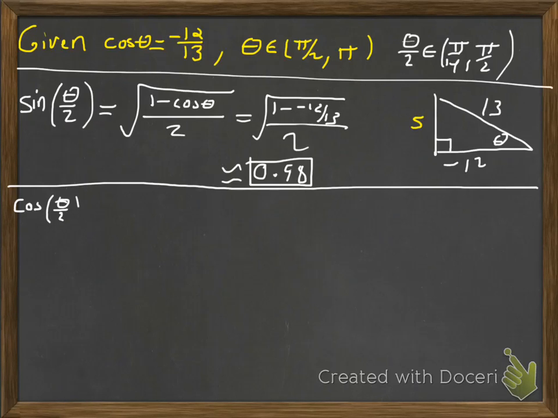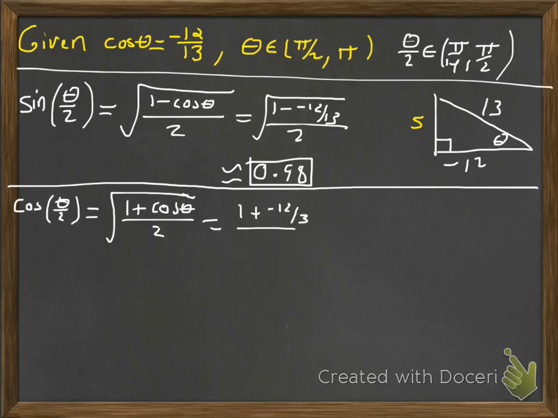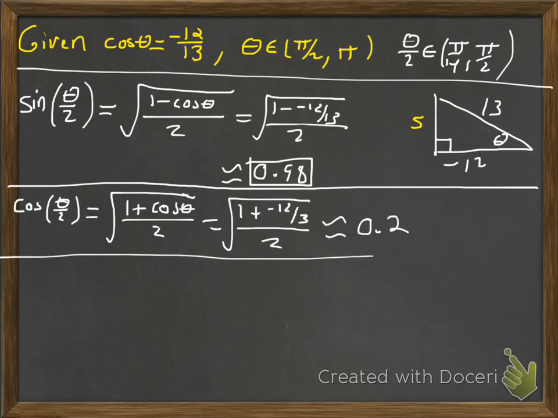So cosine of theta over 2 is going to be 1 plus cosine of theta over 2, and then all that under the square root. So it's going to be 1 plus negative 12 over 13, all over 2. Take that square root, and that's going to be approximately 0.2. So that's getting closer to 0 for the cosine, so this makes sense also.